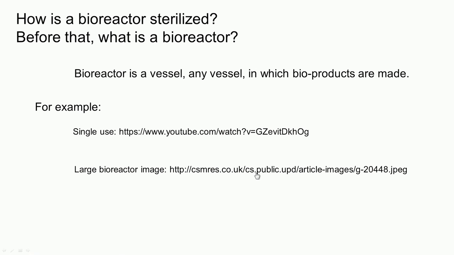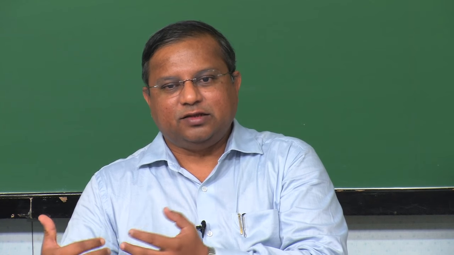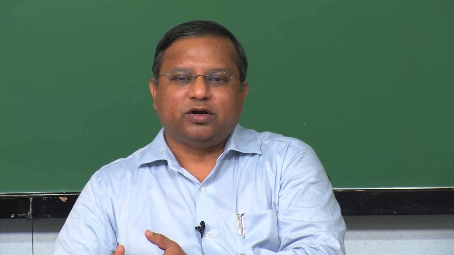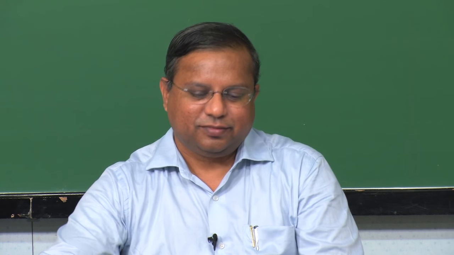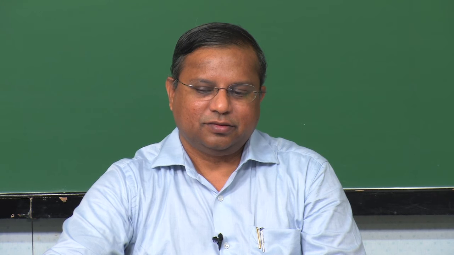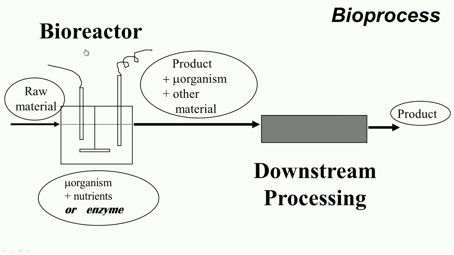This link here gives you an image of one such large bioreactor. And many of these water treatment facilities have large bioreactors. Bioreactors are the basal ones used for water treatment, and they are very large too. The bioreactor is an important part of what is called a bioprocess, and the bioprocess is the one that is used to produce all these products of interest to us. There are very many products, and we will see some of those in this course itself.